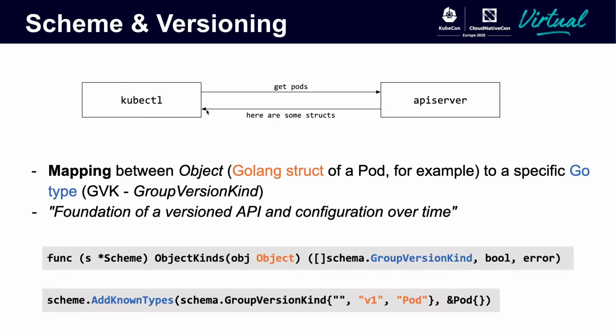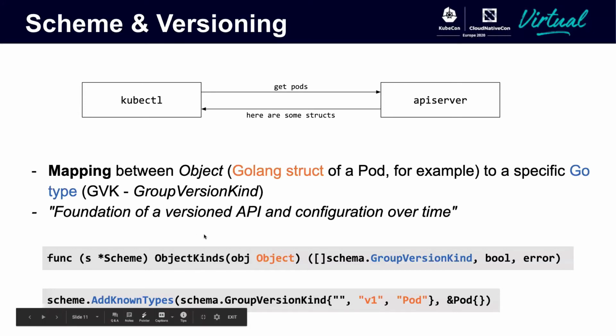the scheme does. As I said, the scheme is one of the core concepts in Kubernetes and a bit of a Swiss Army knife for API machinery. One thing it does is provide a mapping between an object, like a Go struct of a pod, for example, to a specific Go type, which is called group version kind, or GVK in short. And you'll find this terminology a lot around the code base.